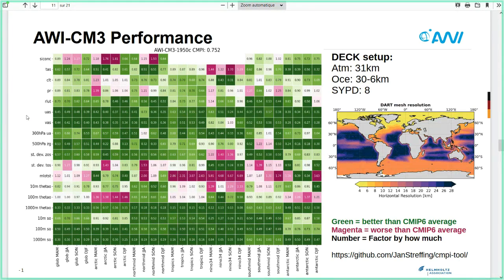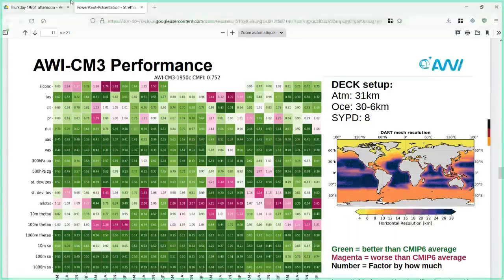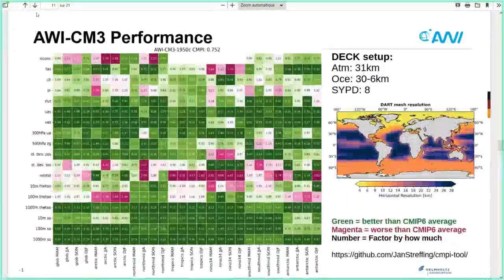And ignore the deep red numbers for the mixed layer depth because we outputted the wrong density threshold here. So that's not the same as the observations. Oops, it's always doing that.